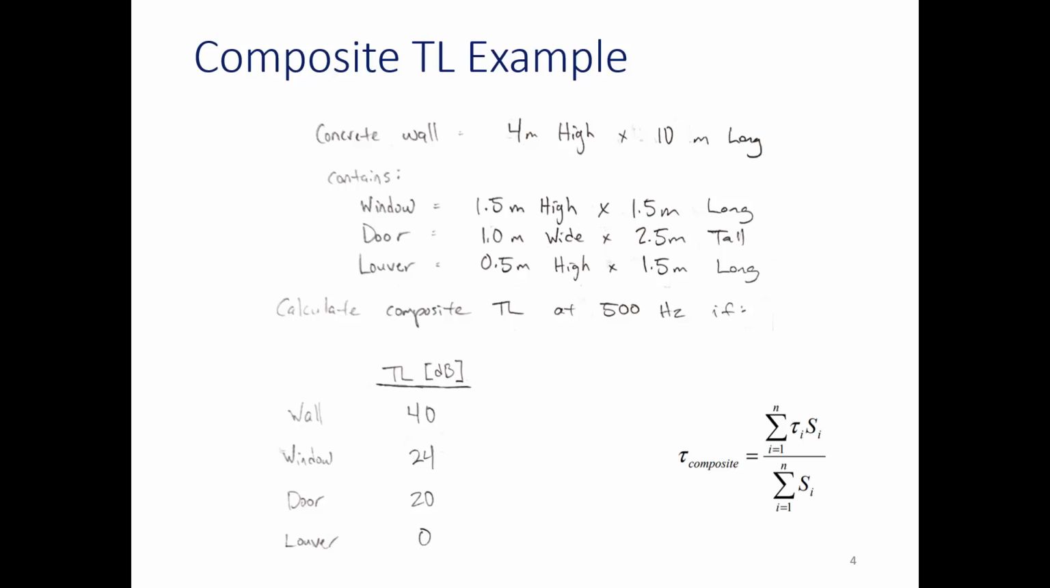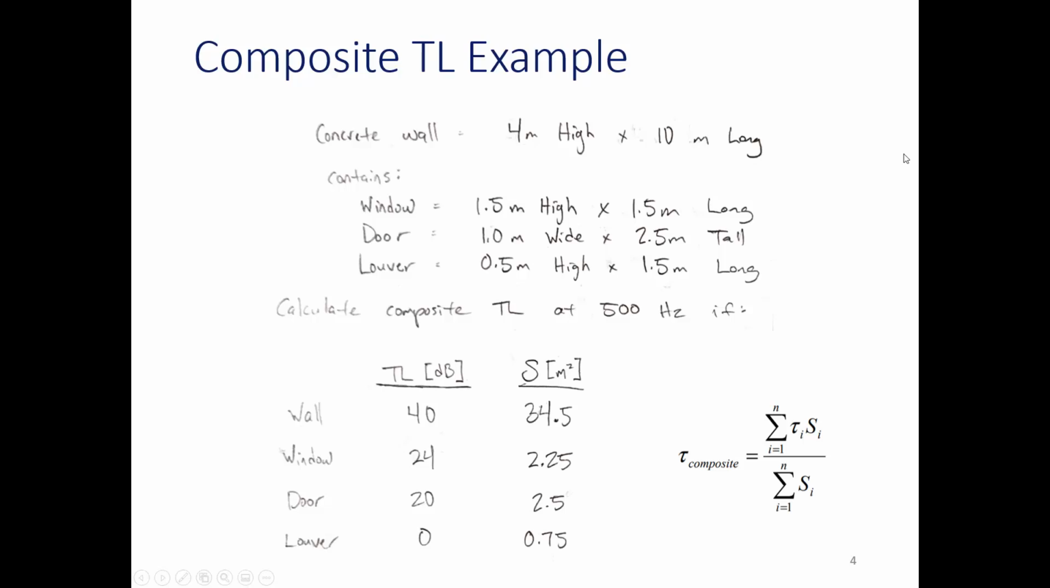So to solve this, we need that equation, the one we just learned. From this info up here, we're going to be able to get all the areas. The total area is just going to be the entire 4 meters high by 10 meters long. And then we're going to need to calculate the transmission coefficient for each of these, and we're going to need to determine the area of each of these.